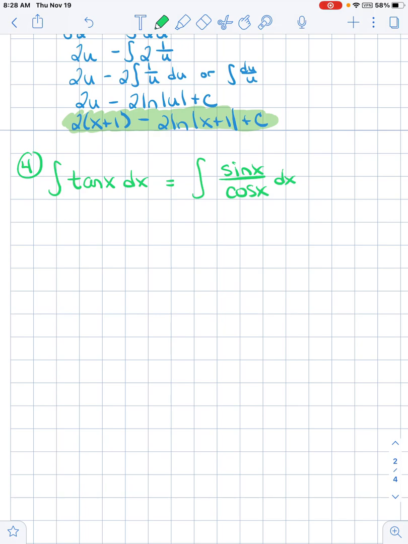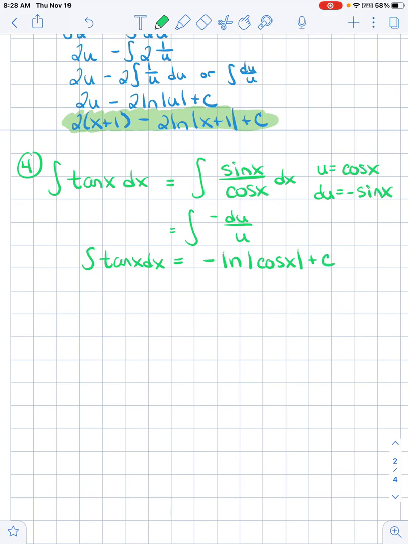And now we have a way to think about finding antiderivatives of fractions. So let's see if this is in the form of u prime over u. If we let u equal the cosine of x, then du is negative sine x. So yeah, pretty close. So if I make this instead negative du over u, now we've got what we're looking for. So now we can find the antiderivative of tangent. It's the negative natural log of u, and in this case, u is the cosine of x, plus a constant.